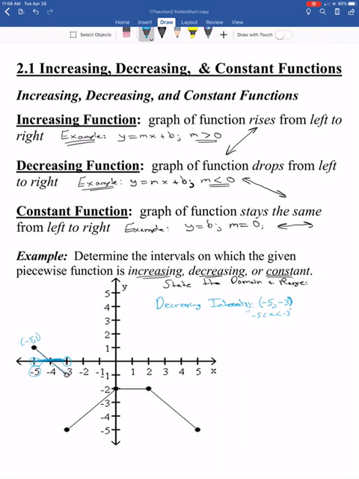Now as we move on, we see our graph change behavior. So as we get to -3 on the x-axis, we jump down here to the ordered pair of (-3, -5).